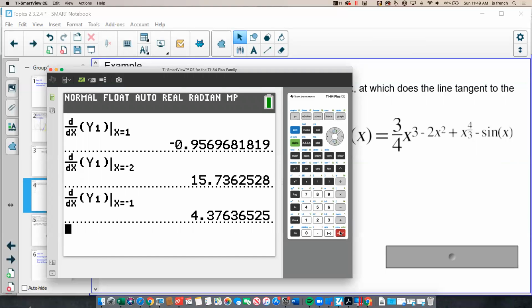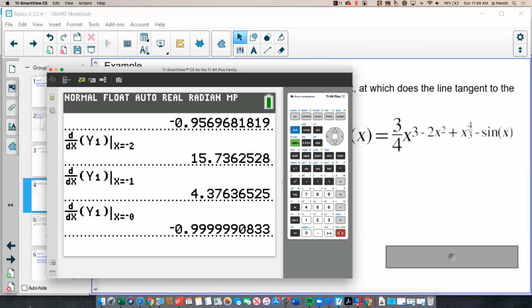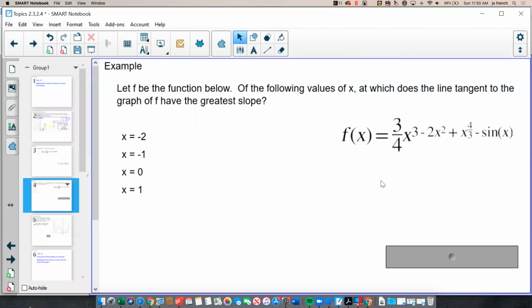I can see that from negative 2, where my value was 15.736, it changed to 4.376 at negative 1. I can check at 0 next. And see, oh, it looks like it's about negative 1 here at 0. So if I have checked all my values, negative 2, negative 1, 0, and 1, it looks like that at negative 2, I have the greatest slope.